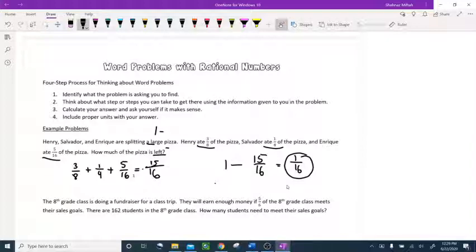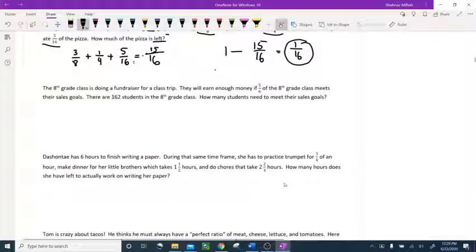Okay, let's go to the next question. The 8th grade class is doing a fundraiser for a class trip. They will earn enough money if 5/6 of the 8th grade class meets their sales goals. So how many people need to meet their goals? 5/6 of the 8th grade. Okay, so do we know how much is 5/6 of the 8th grade? We don't know that.